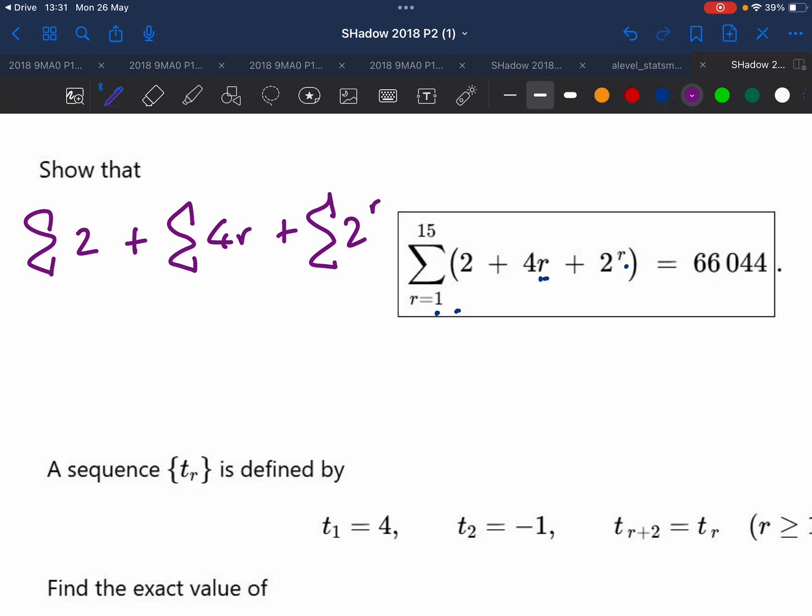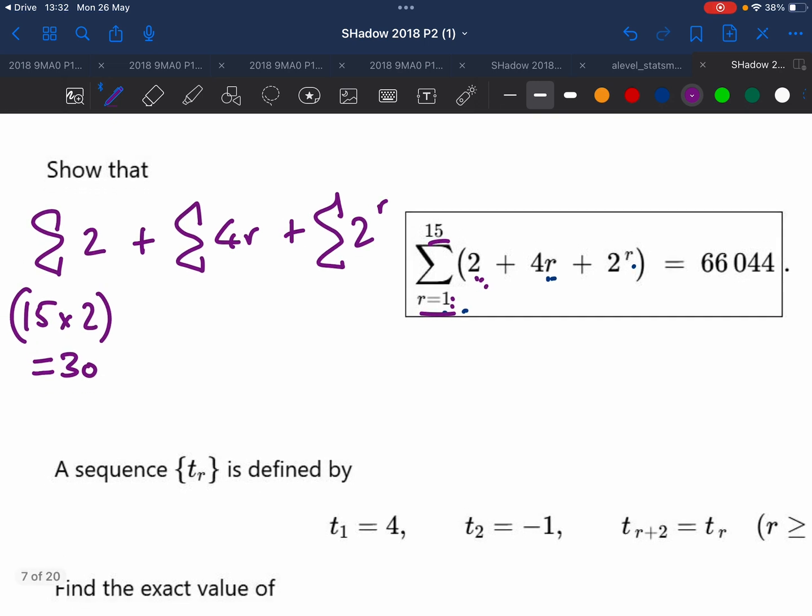So the first one is 2. When r is 2, it's 2, and when r is 3, it's 2. So there's going to be 15 terms, which means there's going to be 15 lots of 2. So that bit there is going to be 30, because you're going to have a 2, a 2, a 2, a 2, that 15 times in this whole thing. Okay, how about the other ones?